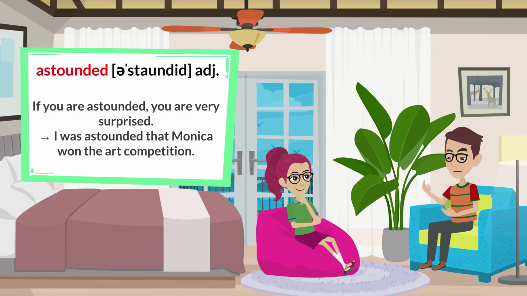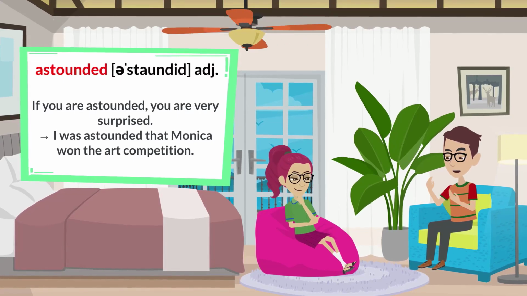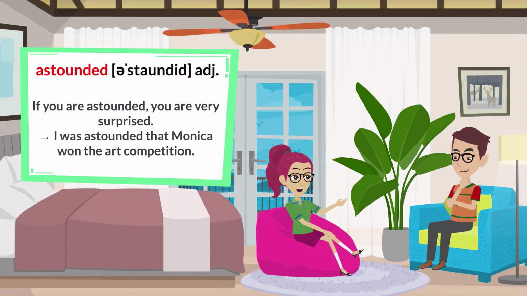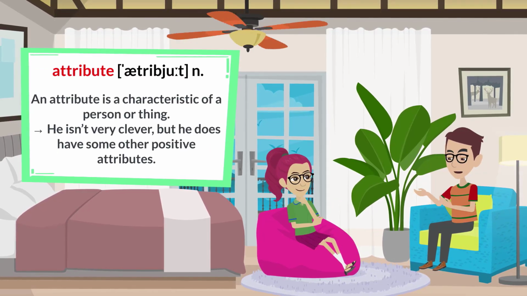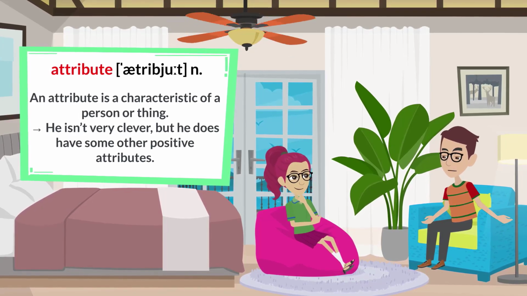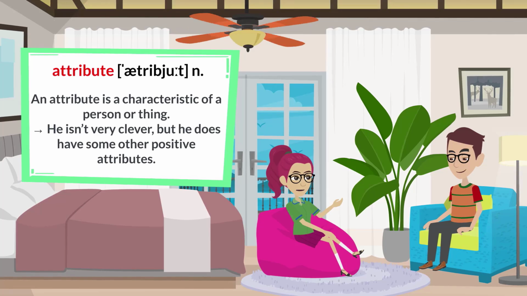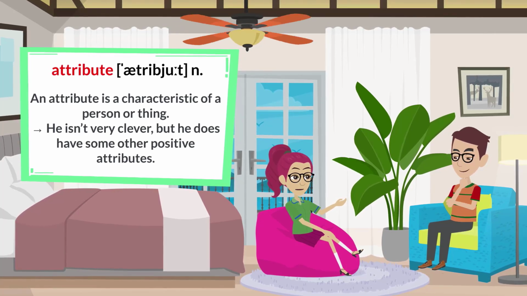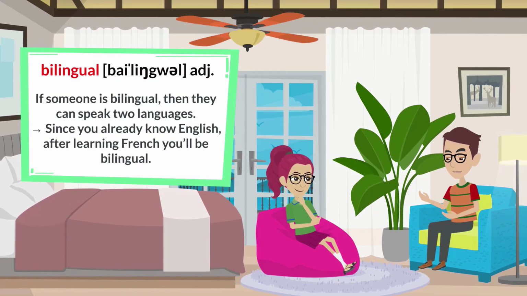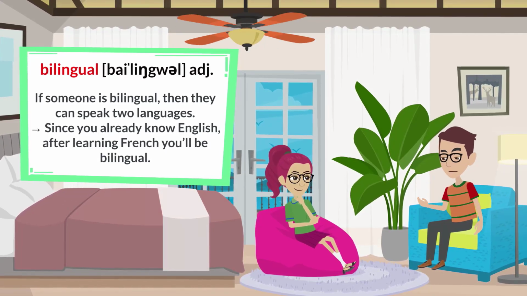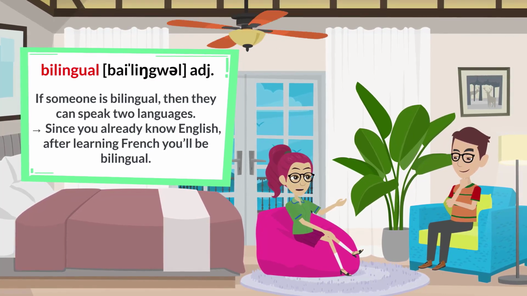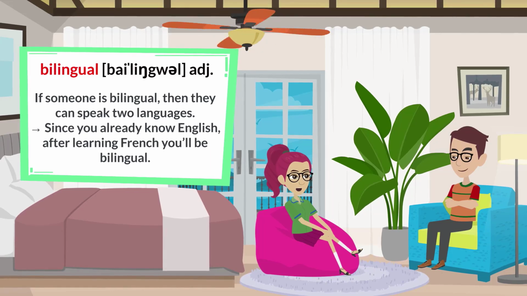Astounded. If you are astounded, you are very surprised. I was astounded that Monica won the art competition. Attribute. An attribute is a characteristic of a person or thing. He isn't very clever, but he does have some other positive attributes. Bilingual. If someone is bilingual, then they can speak 2 languages. Since you already know English, after learning French, you'll be bilingual.